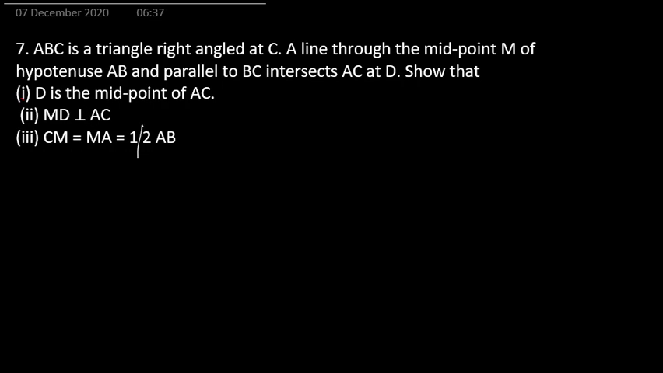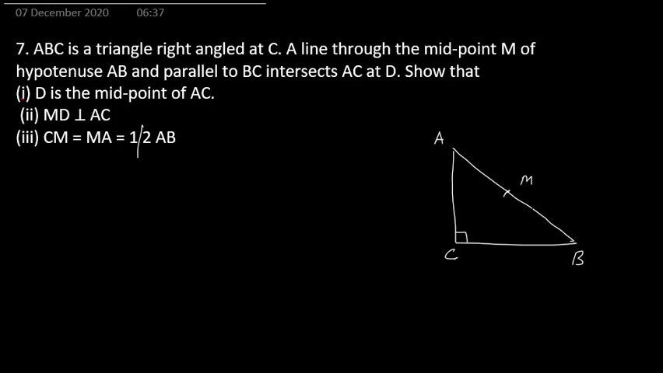Okay, this is perpendicular. So ABC is a triangle, right angle at C. So first let us draw a right angle triangle which is right angle at C. Name it as AC and this point as B. ABC is a triangle right angle at C. Now a line through the midpoint M of the hypotenuse AB. We have taken the midpoint M.